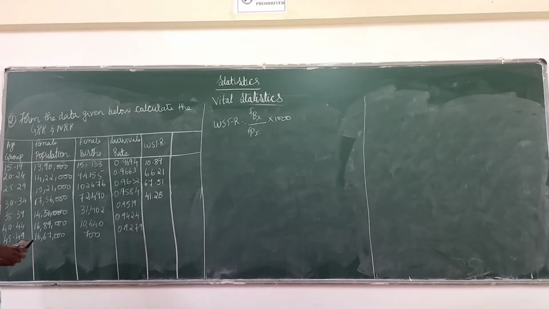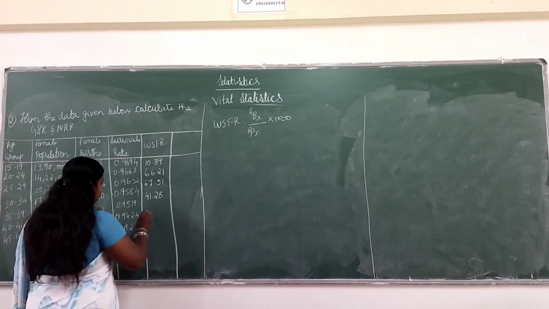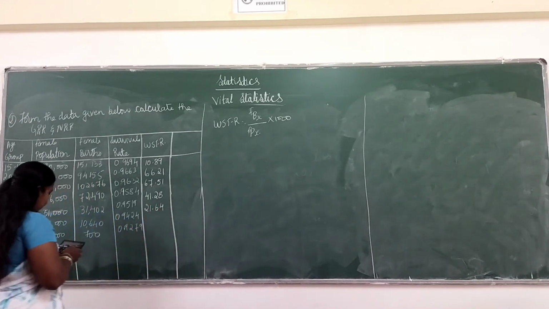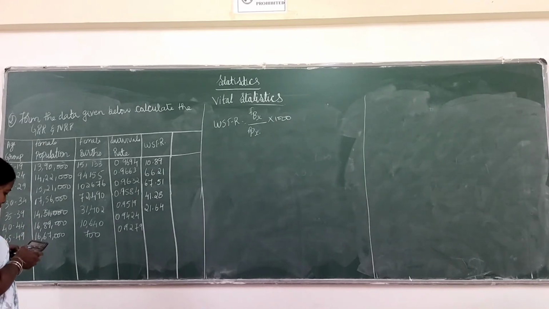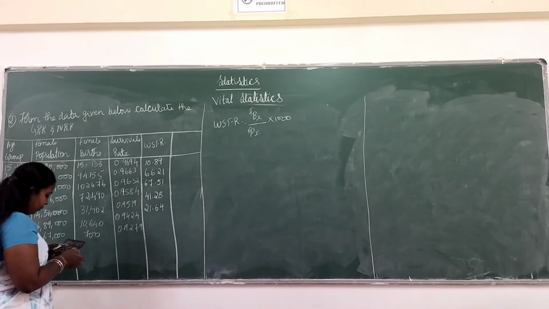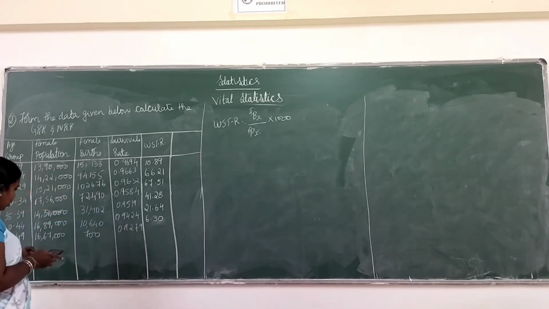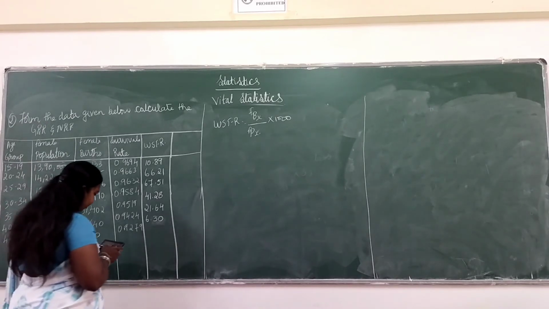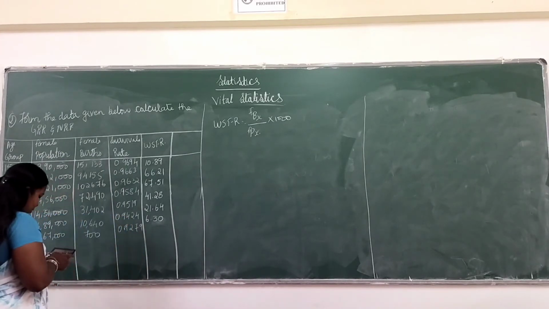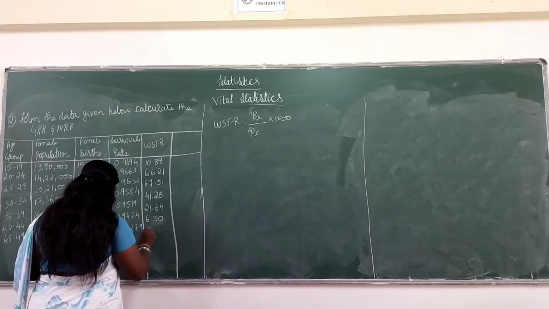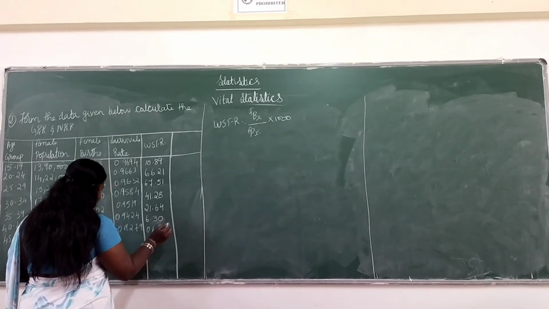41.28. Then 31402 divided by 145100 into 1000, 21.64. Then 10640 divided by 168900 into 1000, 6.29, make it 6.30. Next 700 divided by 167900 into 1000. I get 0.419, make it 0.42.